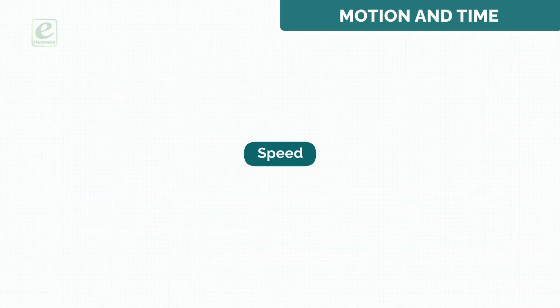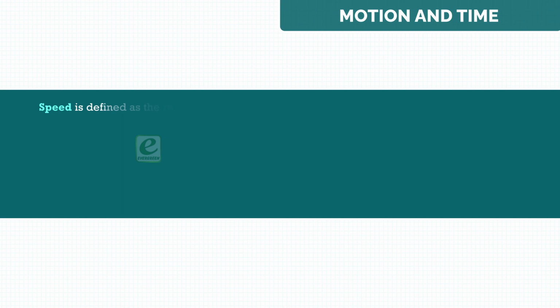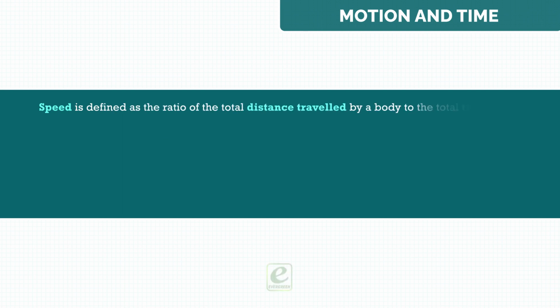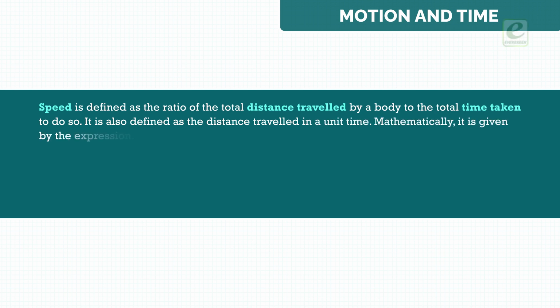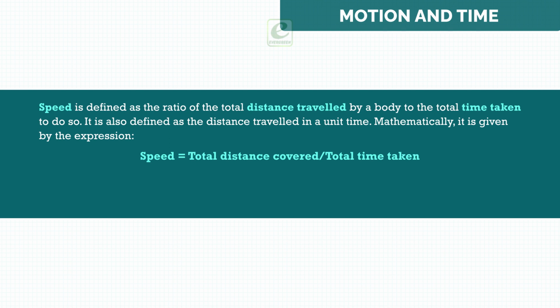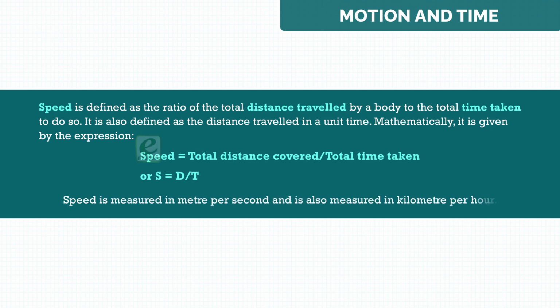Speed. Speed is defined as the ratio of the total distance traveled by a body to the total time taken to do so. It is also defined as the distance traveled in a unit time. Mathematically, it is given by the expression speed is equal to total distance covered upon total time taken, or S is equal to d upon t. Speed is measured in meter per second and is also measured in kilometer per hour.